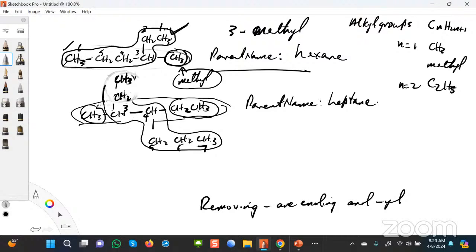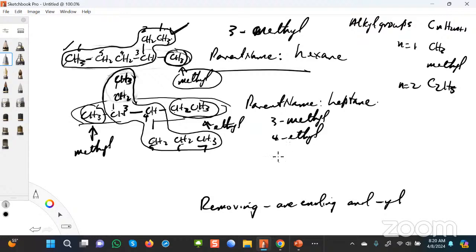So the mistake I made was that I isolated this group here, which I should not, because that's a part of the longest chain. So this is the longest chain that we have identified. There are 2 groups that are present. We have the methyl group here, and we have the ethyl group here. In terms of where these groups are located, we have the methyl group bonded to carbon number 3. So I'm going to put 3-methyl here. And we have the ethyl group bonded to carbon number 4. I'm going to put 4-ethyl.